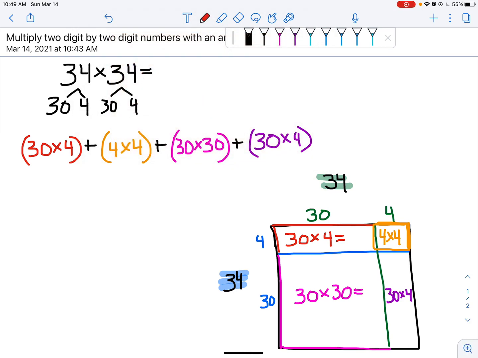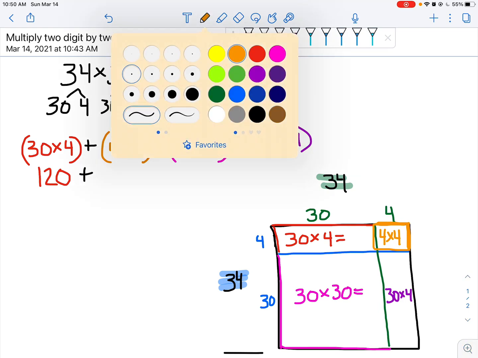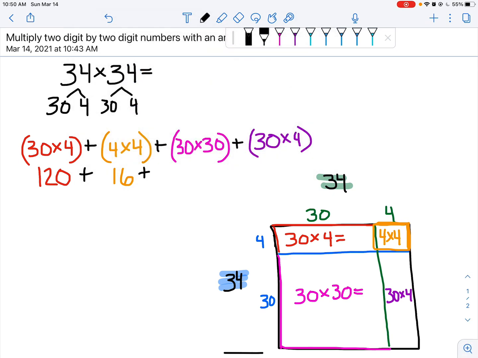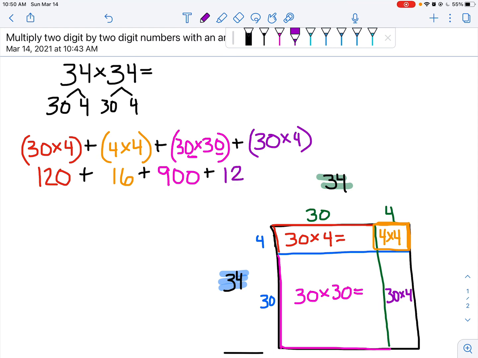them all together. So 30 times 4, I know 4 times 3 is 12, but it's going to be 120 because we're doing 30 times 4. And then I know 4 times 4 is 16. It's a nice basic fact, right? And then I've got 30 times 30. I know 3 times 3 is 9, so it's going to be 900 because of that place value shift, right? And then I'm going to do 30 times 4 again, which I already know because I already solved it, which is 120. Now I can add all those portions together.